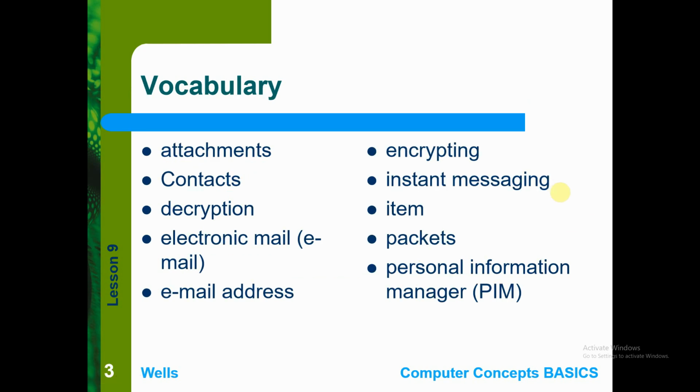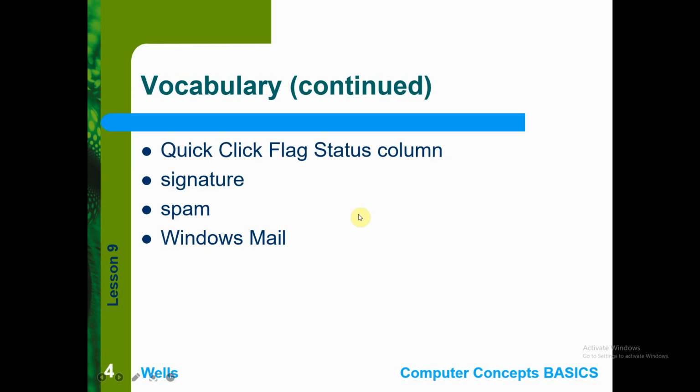So for your vocabulary, we have the terms attachments, contacts, decryption, electronic mail or emails for short, email address, encrypting, instant messaging, the item or packets, and personal information manager or PIM. We also have quick flag, status column, starred, trash bin, spam folders, signature, and Windows Mail.